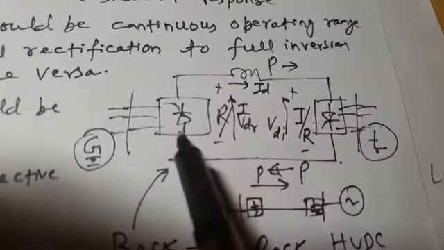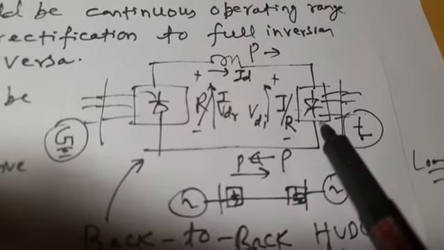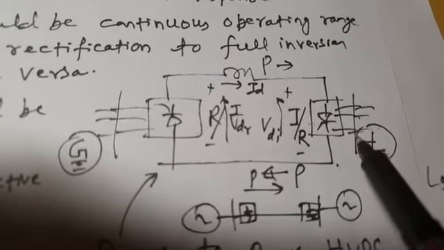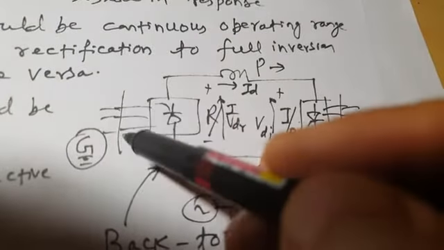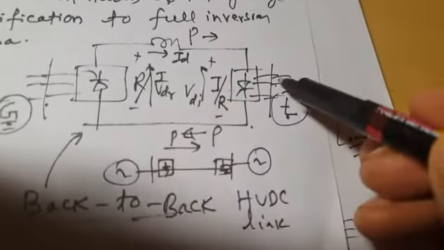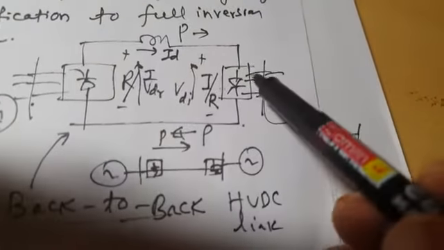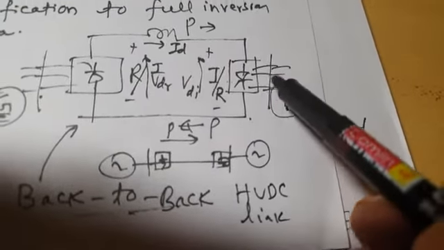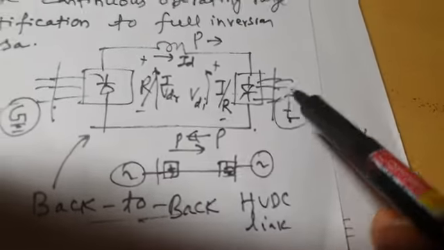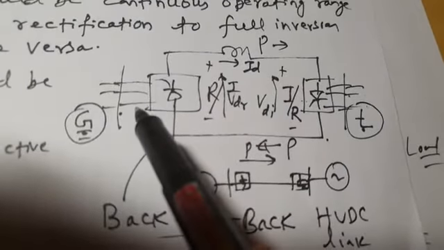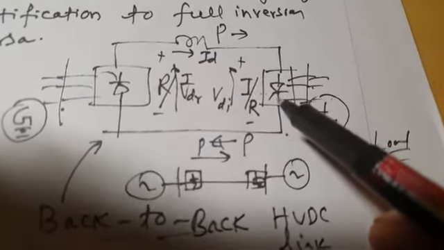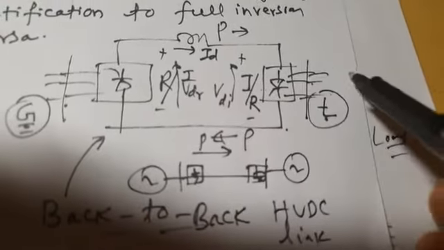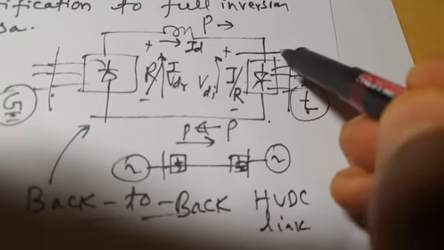Here we are showing a line commutated rectifier and a line commutated inverter. This is true for interconnected systems, because in interconnected systems you have an AC bus here and an AC bus here also. So both the rectifier as well as the line commutated inverter have AC inputs. This is connected to the AC grid, and this is also connected to the AC grid. When we say that this converter operates in inversion mode, it does not mean it is converting DC into AC. It results in power flow from DC side to AC side.